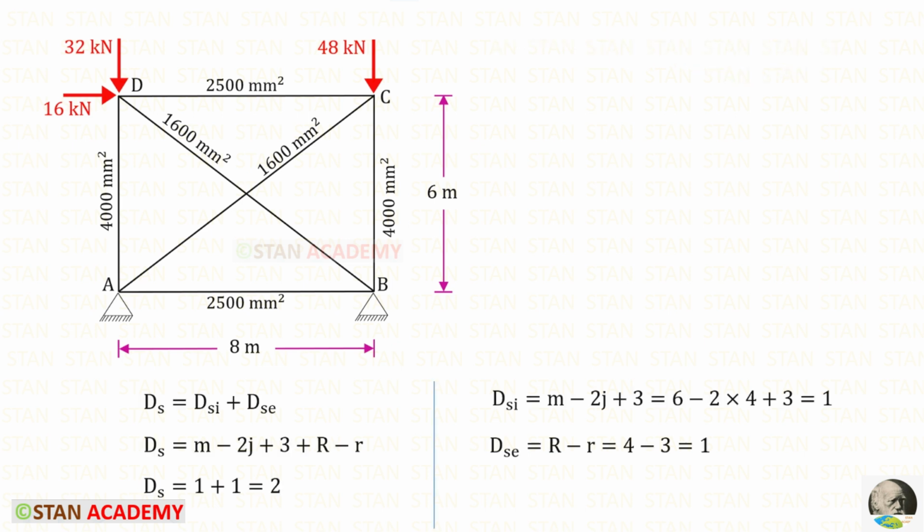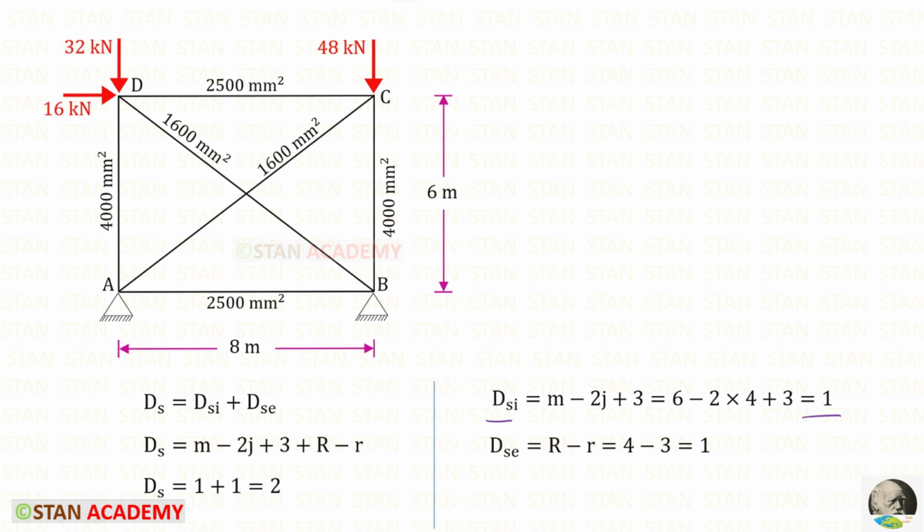First we have to find the degree of static indeterminacy, that is DSI plus DSE. First let us find DSI, that is the internal degree of static indeterminacy. The formula is m minus 2j plus 3. M is the number of the members. Let us count the members: 1, 2, 3, 4, 5, 6. So M is 6. J is the number of the joints. Let us count the joints: 1, 2, 3, 4. So J is 4. For DSI, we will get 1.